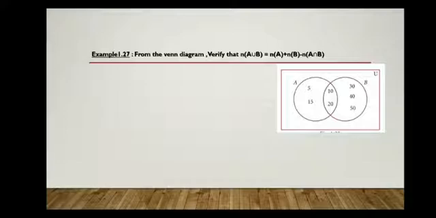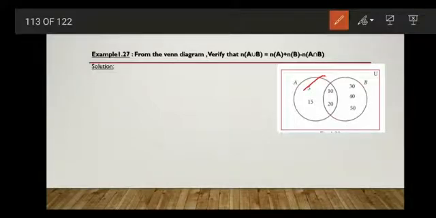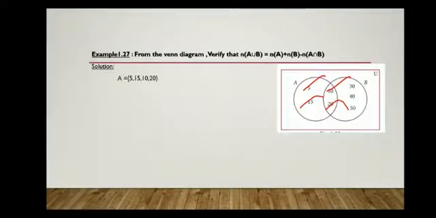Example 1.27. From the Venn diagram, verify that number of elements in A union B, that is n of A union B, is equal to n of A plus n of B minus n of A intersection B. So we are going to verify this result. Okay. First, from the Venn diagram, write the elements of A. What are all the elements of A? In A, we have 5, 15, 10, 20. Right? We have 4 elements in A. So, A is equal to 5, 10, 15, 20.